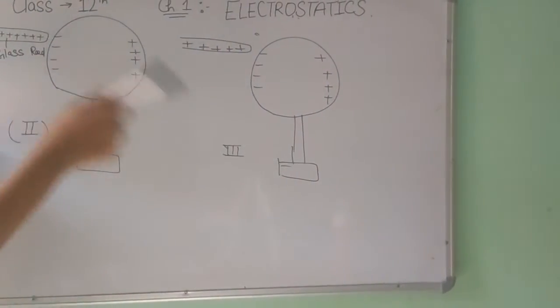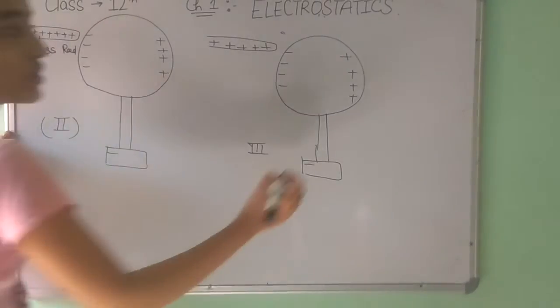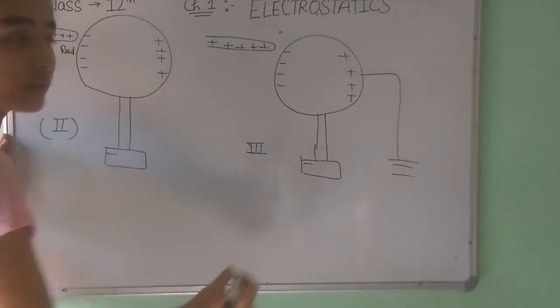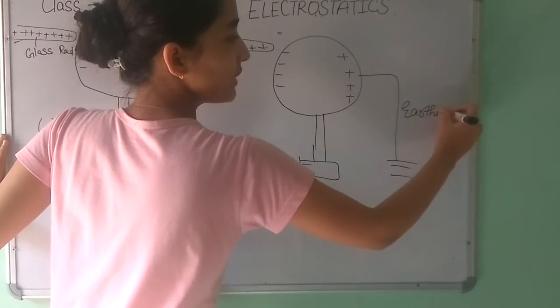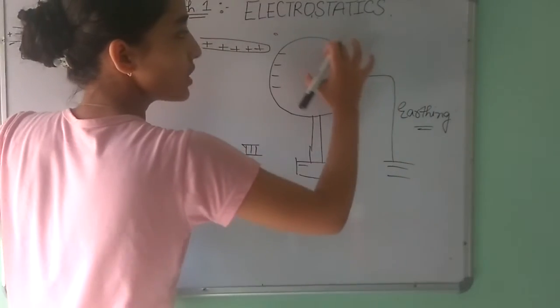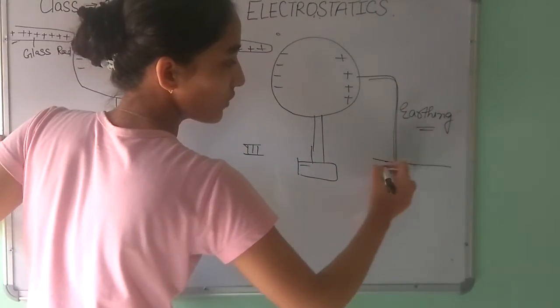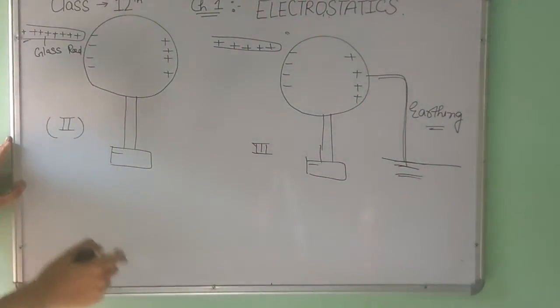Keep in mind that we have to produce the charges in this metal sphere, so we have to do earthing. What is earthing? Earthing is simply a process in which charge on one object is transferred into the earth with the help of metal plates and wires.